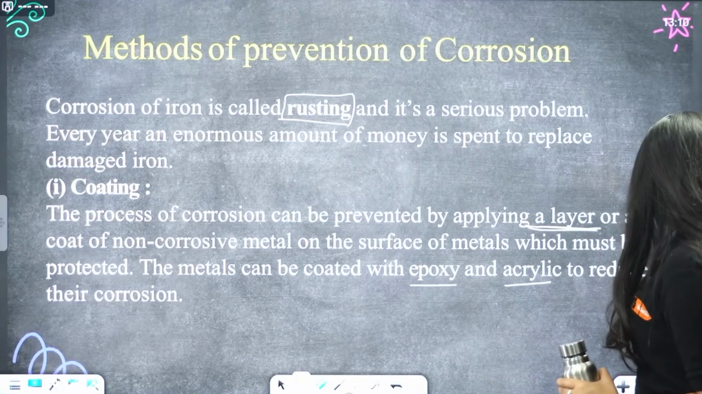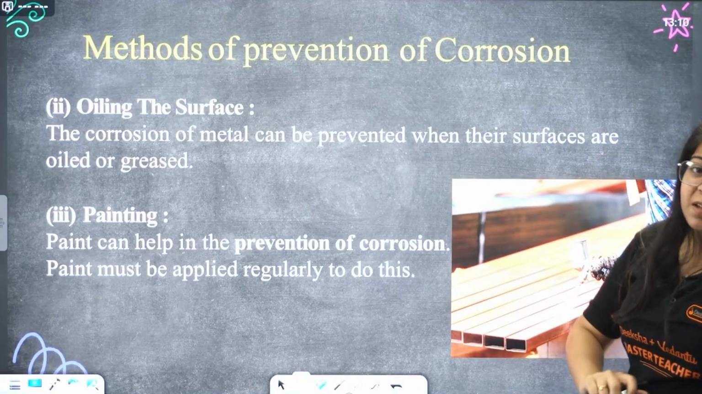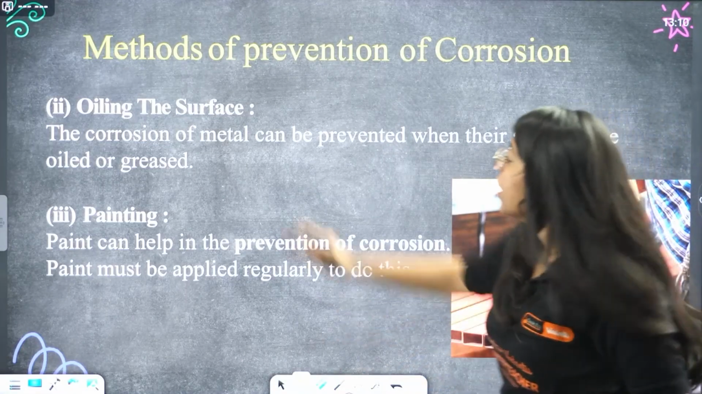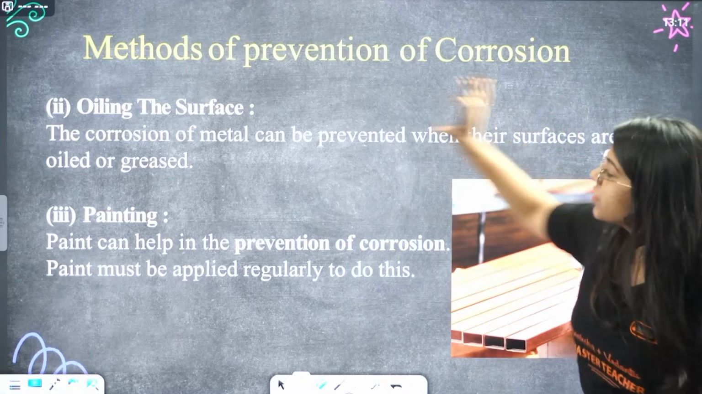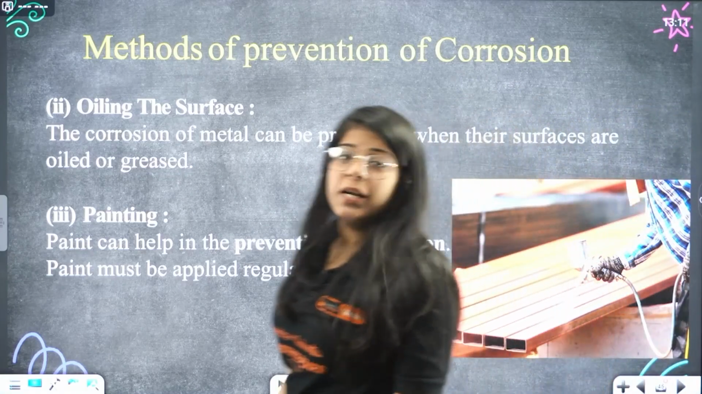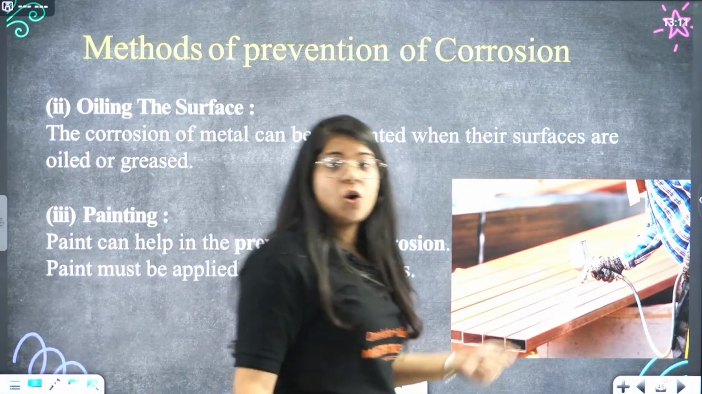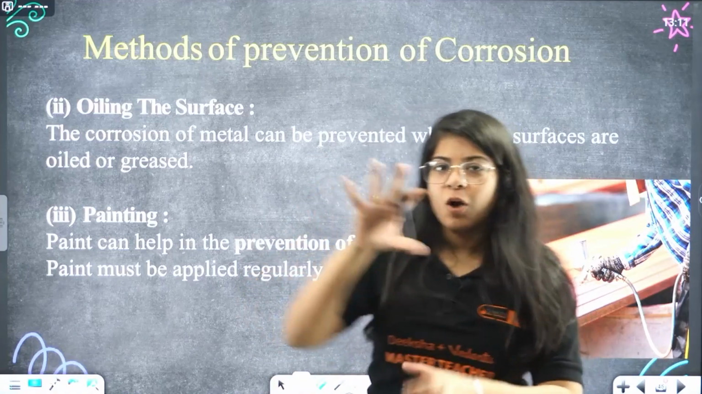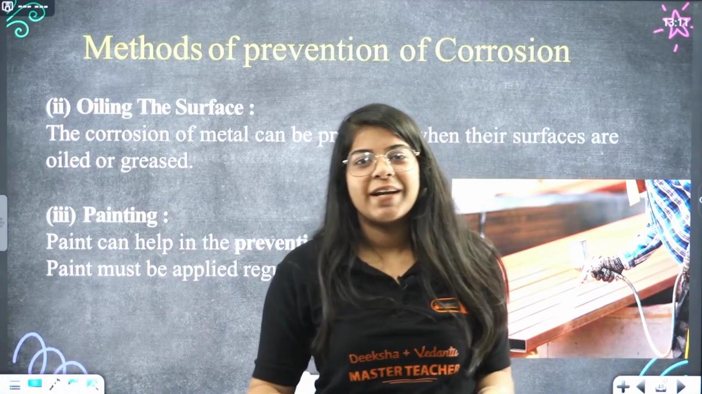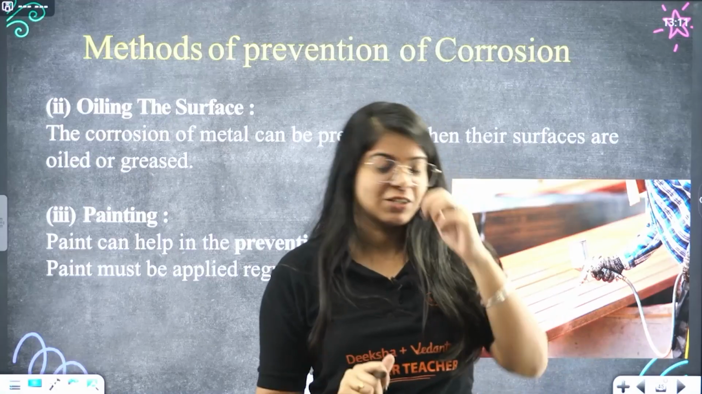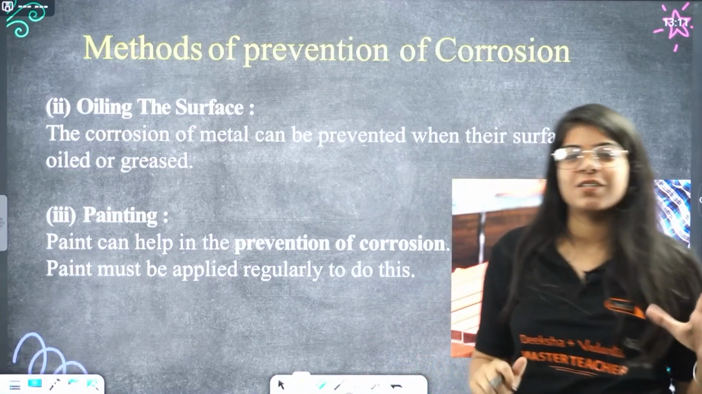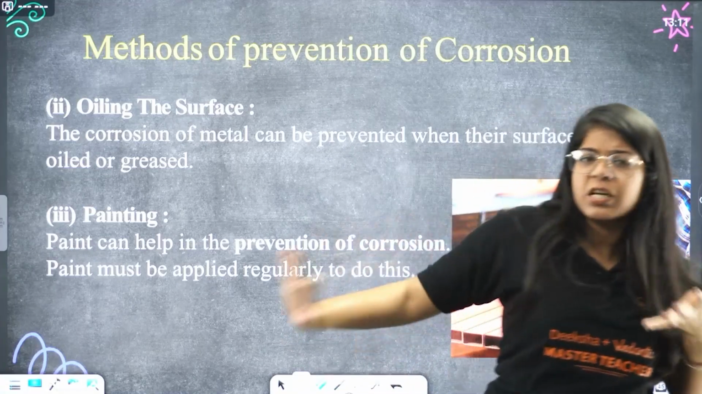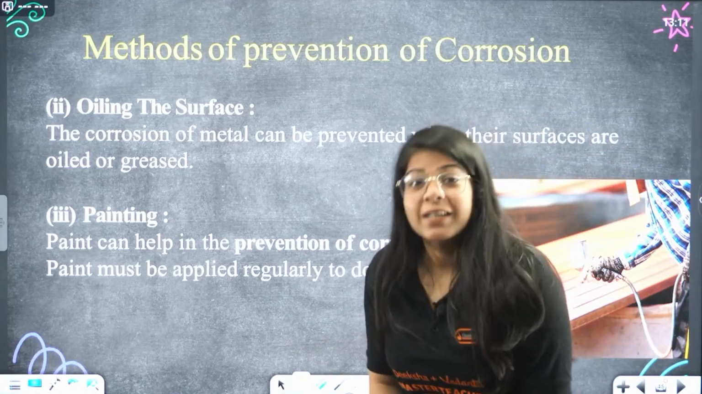Okay, very good. Now, what are other methods? Oiling the surface is also a very important method. The corrosion of metal can be prevented when the surfaces are oiled or greased. We know oil does not react with water, so it won't react with moisture. Oil and water are like enemies, right? When you put oil in water, the drops float and the water is somewhere else. It's called hydrophobic, as opposed to hydrophilic. You might not have studied that by now, but it's a very interesting concept. So oil and grease are hydrophobic, they don't like water, so they stay away from water, and hence they end up protecting our metal surfaces.